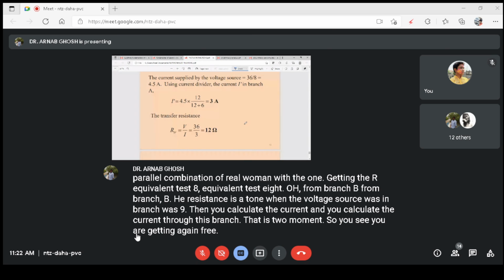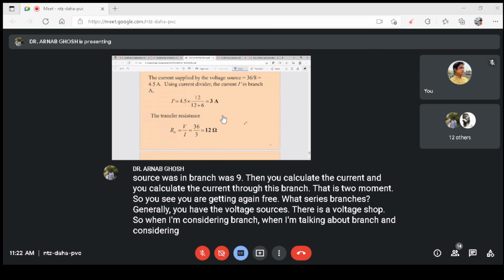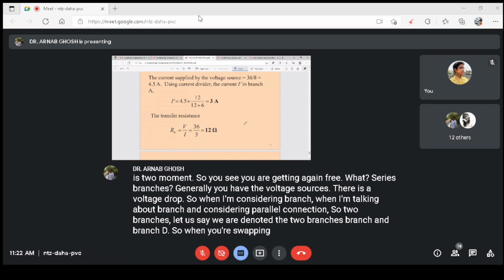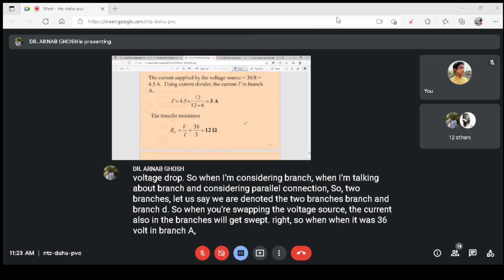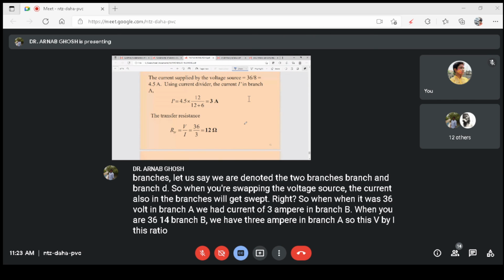For series branches, generally you have the voltage sources. When I'm talking about branch, I'm considering parallel connection. So two branches, let us say we have denoted the two branches. When we are swapping the voltage source, the current also in the branches will get swapped. Right? So when it was 36 volt in branch A, you had current of 3 ampere in branch B. When you had 36 volt in branch B, you have 3 ampere in branch A. This ratio remains constant.